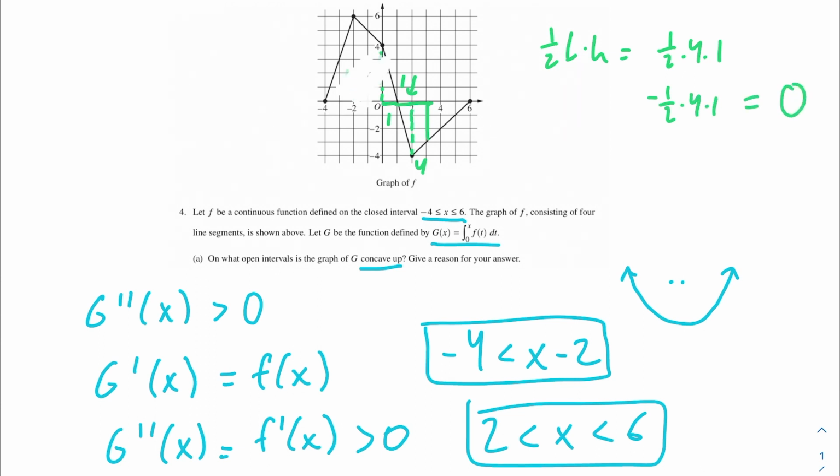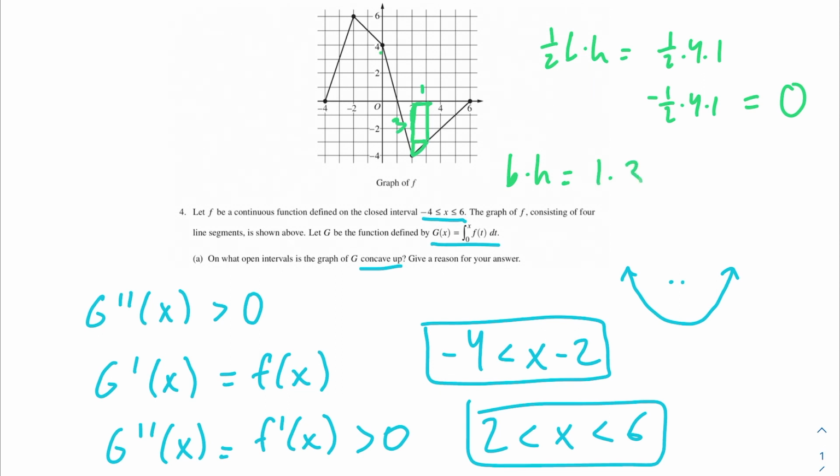So we really only have to focus on this area here from 2 to 3. And it looks like we can break it up into 2 shapes, one rectangle and one triangle. So our rectangle area of that is just base times height, so that's going to be 1 times 3.